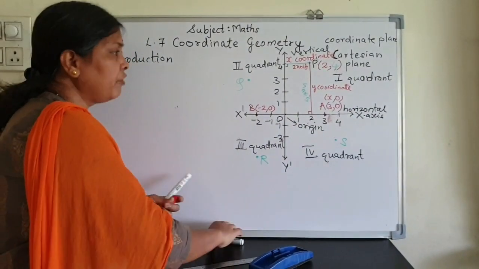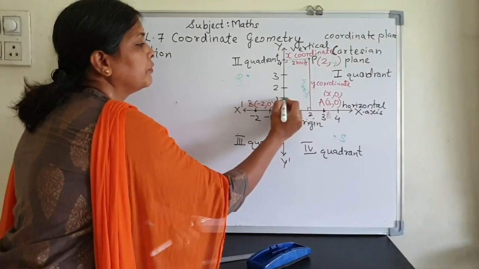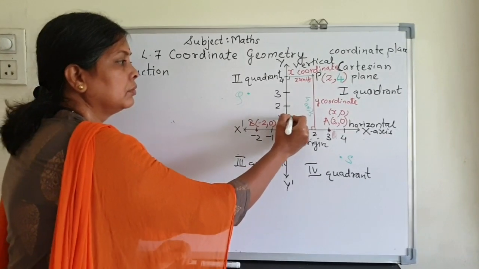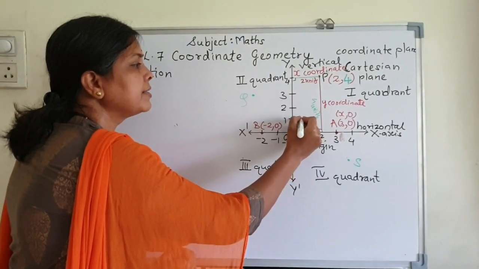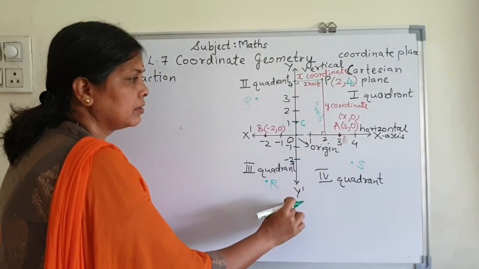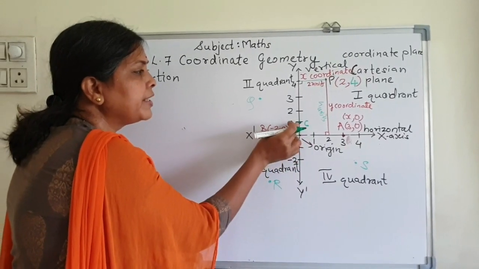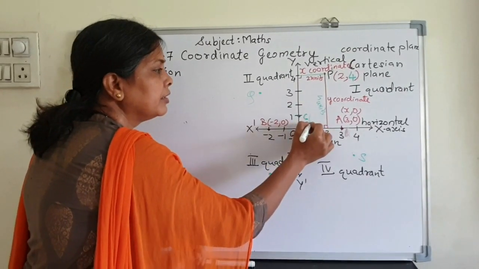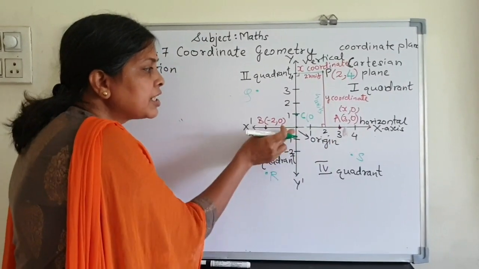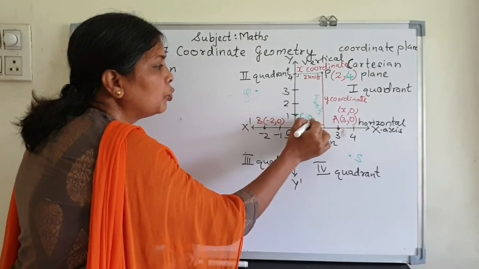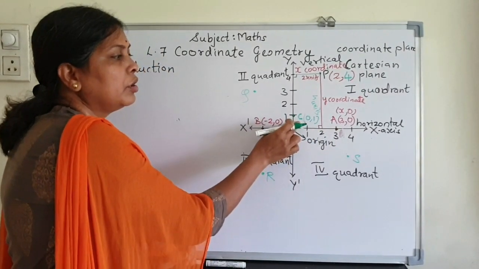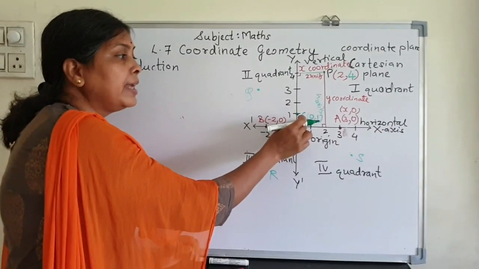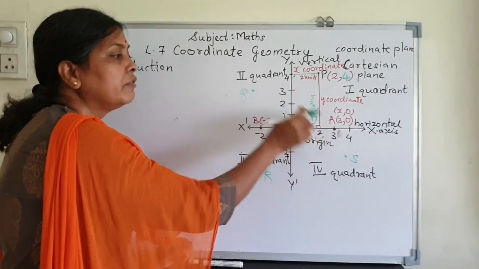Now points lying on the y-axis. For example, here we have point C. This point C is lying on the y-axis. So what is the distance of point C from the y-axis? It is 0. And the distance from the x-axis? 1 unit. So the coordinates of point C, which is lying on the y-axis, are (0, 1).